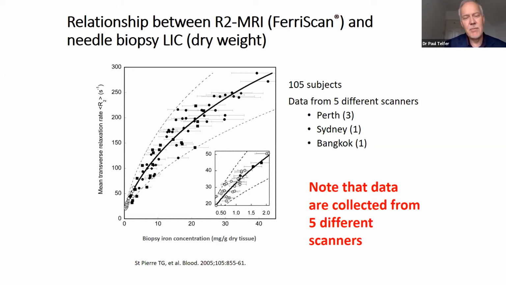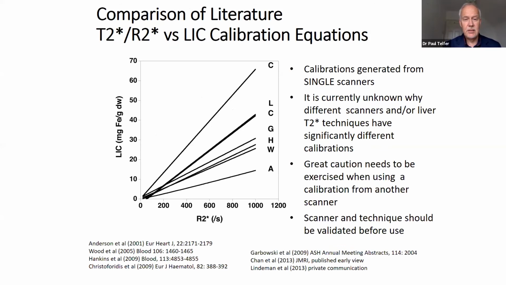But I think most would agree that certainly over the range of values that are useful clinically, let's say up to 20 milligrams per gram dry weight, there is a relatively good linear relationship between liver iron and the MR technology. And this has been validated across a large number of patients in different sites across the world. Next slide, please. Now, another method is using T2 star or R2 star to measure liver iron.